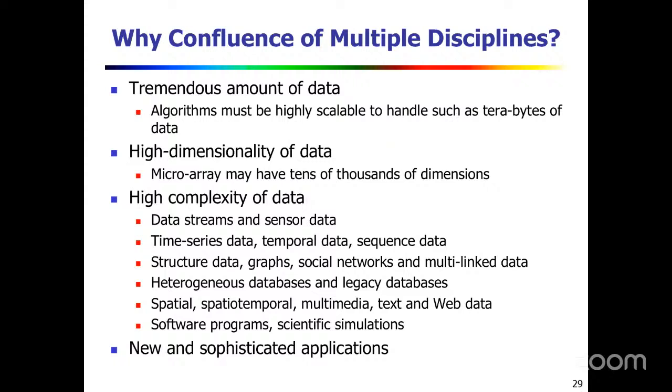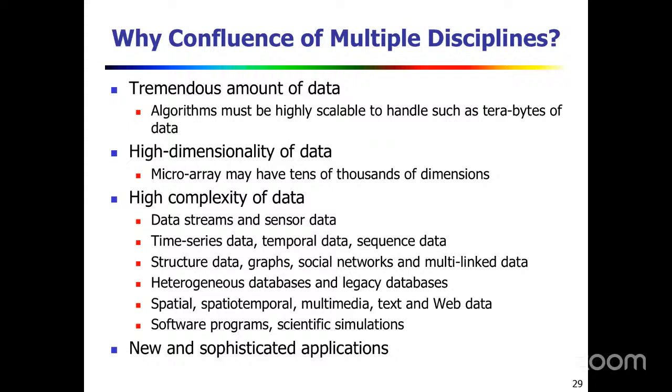Why confluence of multiple disciplines? Why do we say that data mining is connected to all areas? On what basis can we say that? The first issue is the tremendous amount of data. Yes, we know that everybody in every domain is storing a lot of information. In every area, a tremendous amount of data is available. The next question is, so what to do with that data? How is that data useful? What can we extract, right?